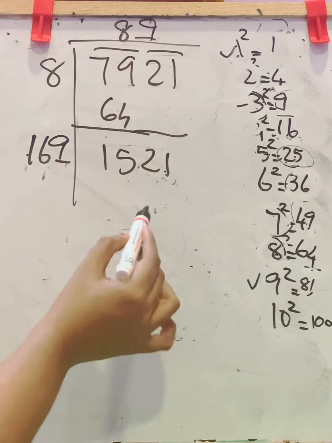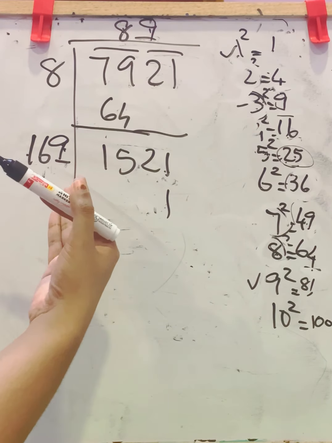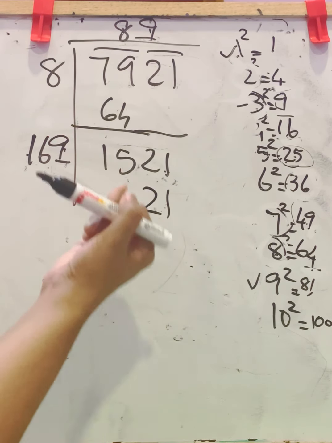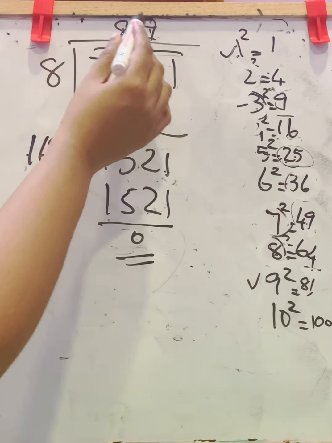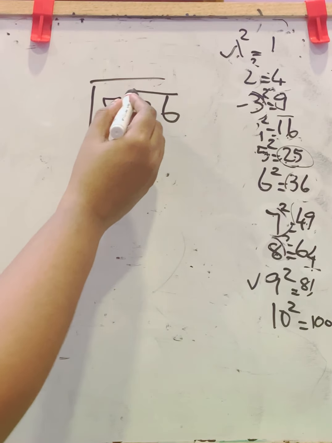169 into 9. 9 9s are 81. Balance 8. 6 9s are 54 plus 8, 62. Balance 6. 9 1s are 9 plus 6, 15. Yes. 89 is the correct answer. Next, 576. Pair it from the right side.